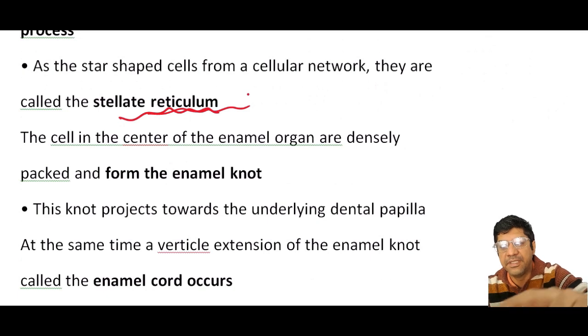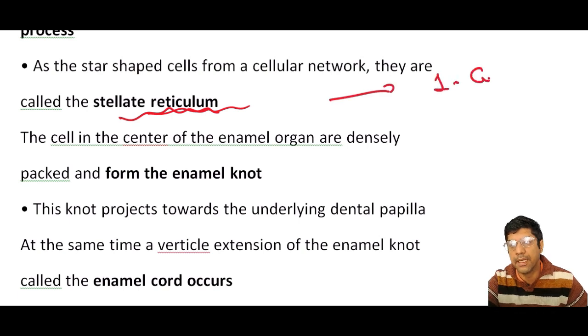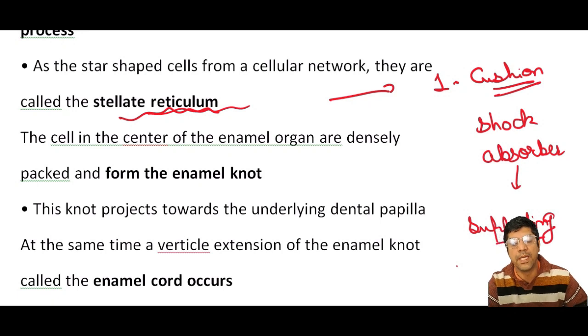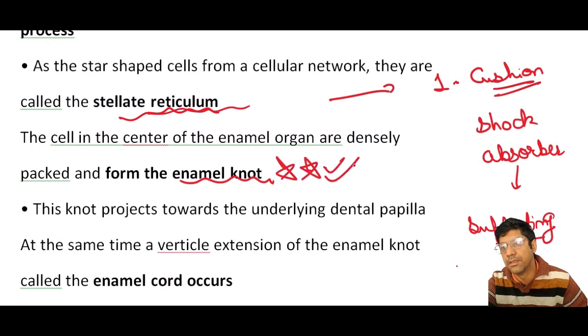So what is the function of this stellate reticulum? Number one, it gives a cushion-like consistency and acts as a shock absorber, supporting and safeguarding the delicate cells that are involved in enamel formation. Additionally, the densely packed cells in the center of the enamel organ form the enamel knot, that projects slightly toward the dental papilla.